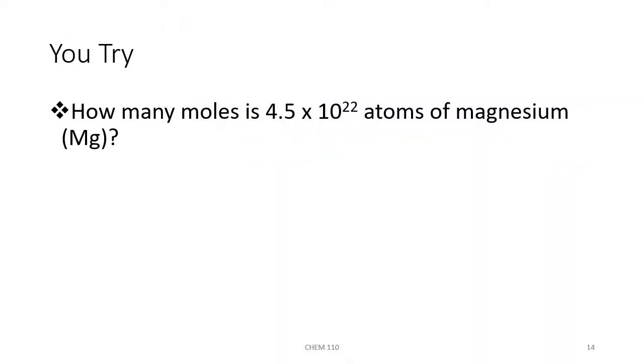Let's try another example. How many moles is 4.5 times 10 to the 22nd atoms of magnesium? This time we're starting with units of atoms and we're trying to determine the number of moles, but we're still working between particle units, which is our atoms, and moles right now. We're going to have to use Avogadro's number.